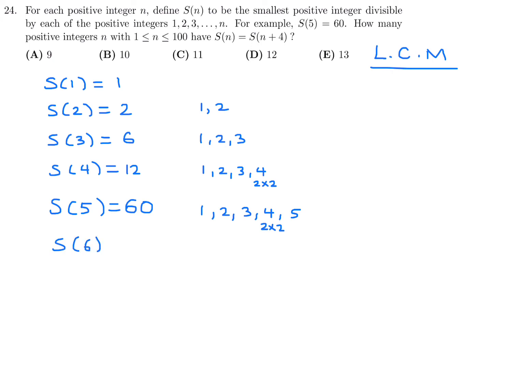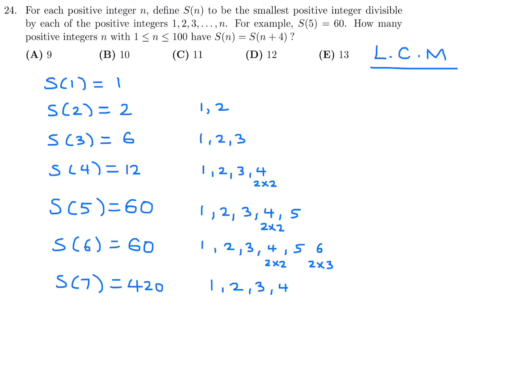How about s at 6? Well, now it's 1, 2, 3, 4, 5, 6. That's 2 times 2, that's 2 times 3. The LCM will be 2 times 2 times 3 times 5, and that is 60 again. So as you can see, sometimes it's the same. And then s at 7, again, that's going to be 420, because now I've got to add in 7, because it has to be looking at the first 7 numbers, and the LCM of those first 7 numbers is 420.